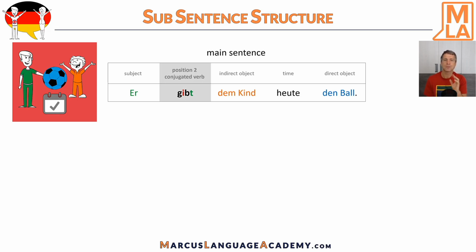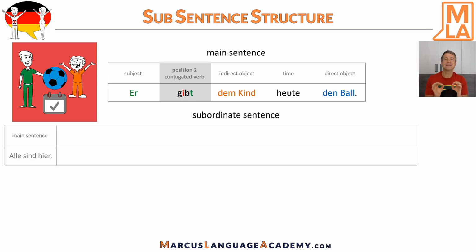The picture and colors remind us that geben is irregular and what nominative, accusative and dative are. Anyone who has questions about these topics can watch my other videos about that. But what changes if we transform a main sentence into a subordinate sentence? Okay, first of all, every sub-sentence always needs a main sentence, which is usually placed in front of the sub-sentence. That means sub-sentences usually never exist alone.